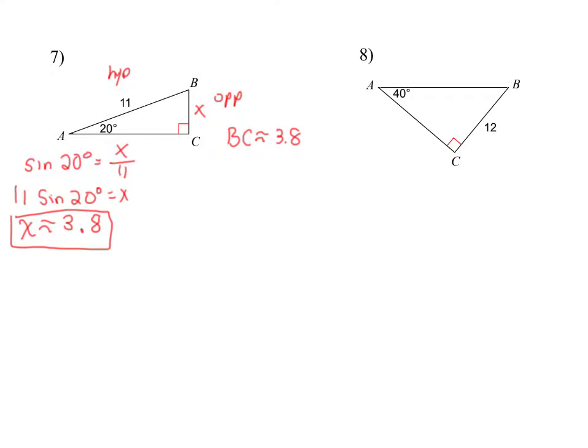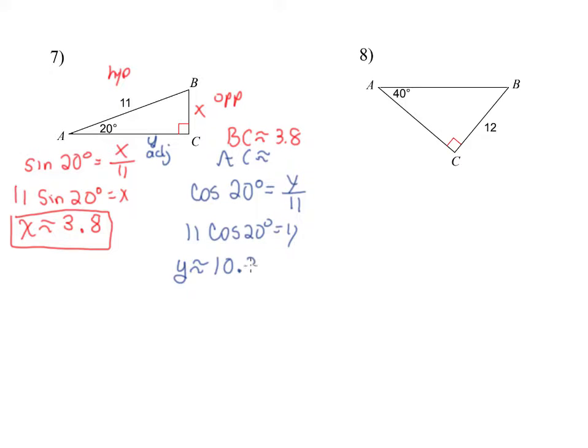Now we're going to solve for AC, which I'm going to call y, and it's the adjacent side. So this time I have cosine of 20 degrees is equal to y over 10. Y is approximately 10.3. Now notice I did not use Pythagorean theorem because BC I used a rounded value to find it. Do not use a rounded number to find another answer.